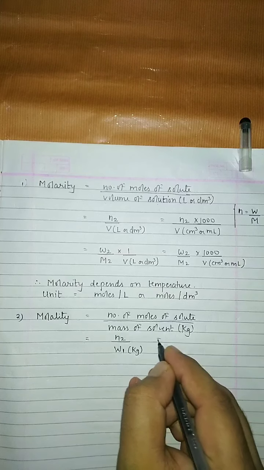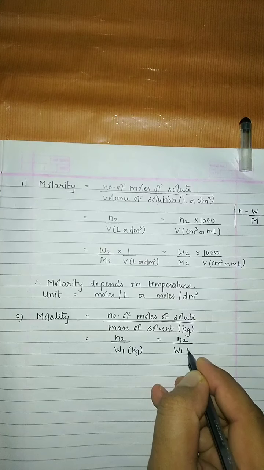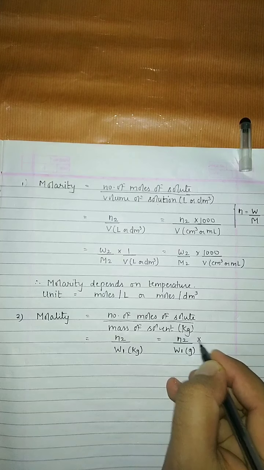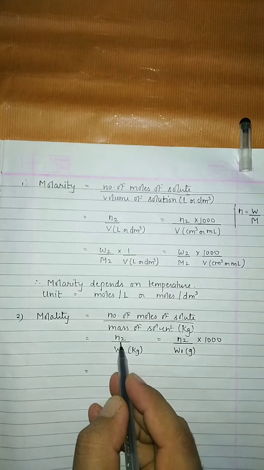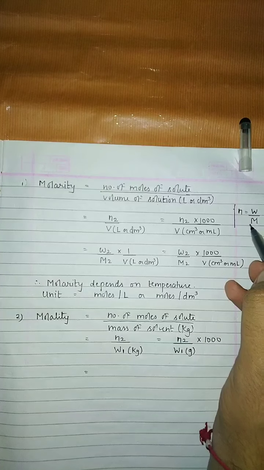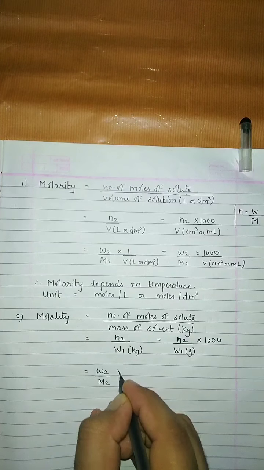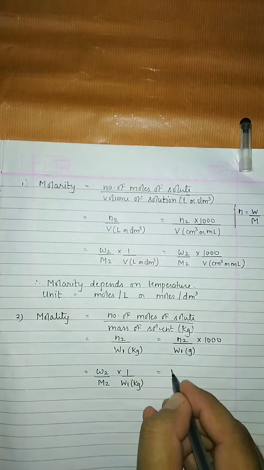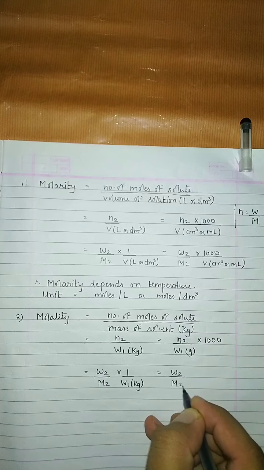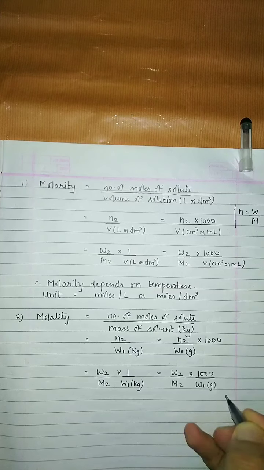And if it would have been in grams, then we would have written it as number of moles of solute upon mass of solvent in grams. Then in numerator I have to multiply by 1000. So it will become N2 into 1000 upon W1 in grams. When we expand N2, we know that N2 is equals to given mass upon molar mass. So here we'll write W2 upon M2 into 1 upon W1, where W1 is in kg. Or we can also write it as W2 upon M2 into 1000 upon W1, where W1 is in grams.